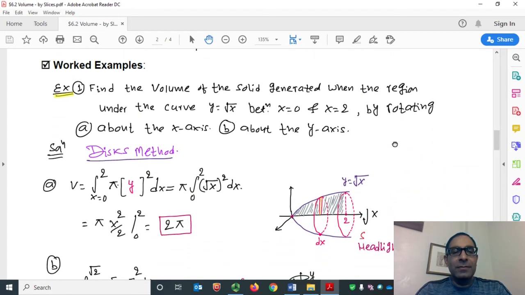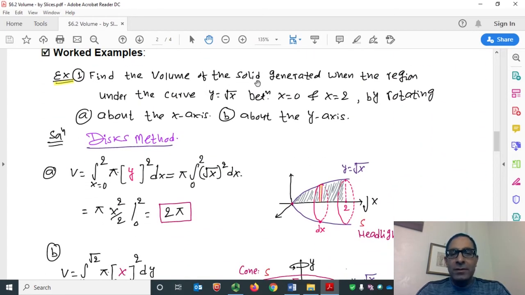Example 1. Find the volume of the solid generated when the region under the curve y equals radical x between x equals 0 and x equals 2 is rotated, first once about the x-axis, and second once about the y-axis. So then how to start? Let's sketch the region.